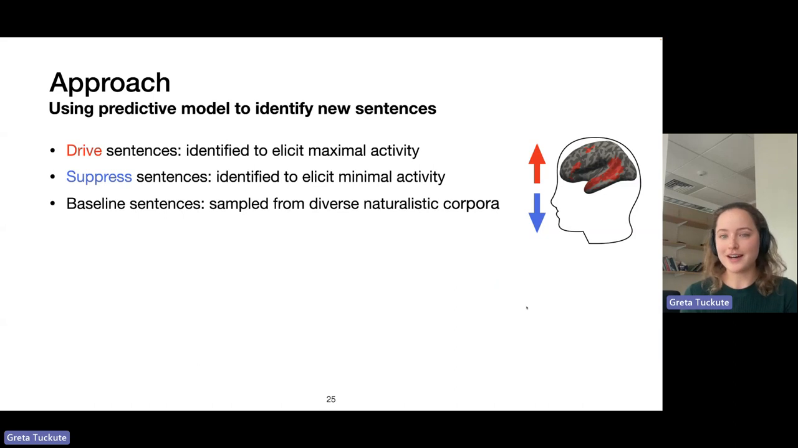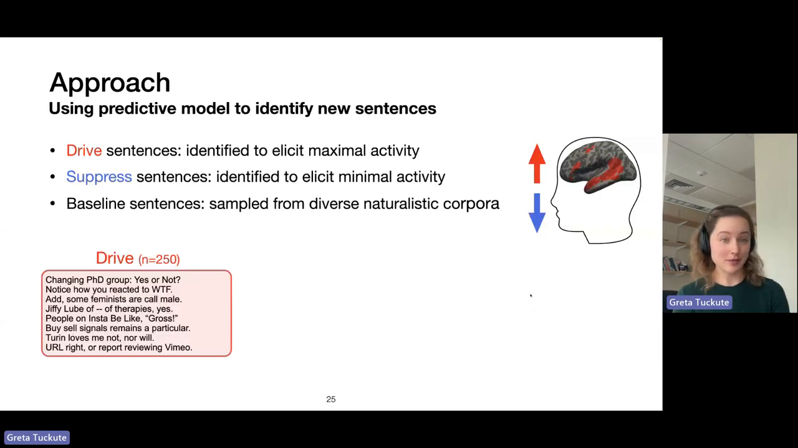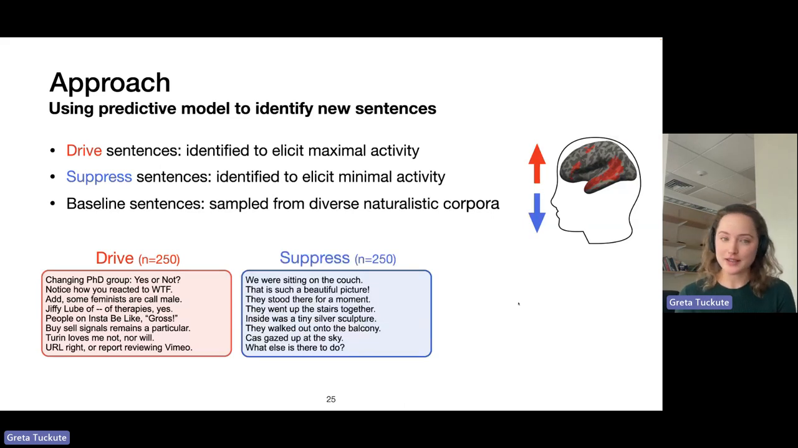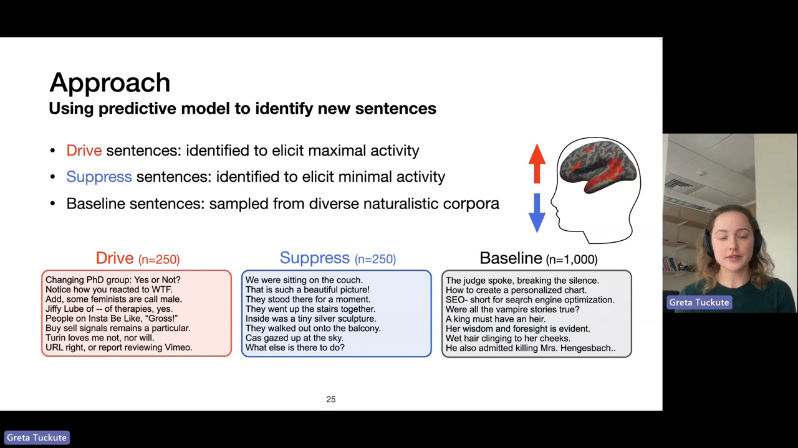So now I'm going to show you the identified drive sentences that our model predicted would have high brain responses in the language network. Here are a couple of examples, just to point out a few. One is "people on Insta be like, gross," or "Turin loves me not, nor will." On the other hand, we also have the suppressed sentences, which could, for instance, be "they walked out onto the balcony," or "what else is there to do?" And finally, we have the set of naturalistic baseline sentences, and these are simply sentences extracted from various naturalistic corpora.